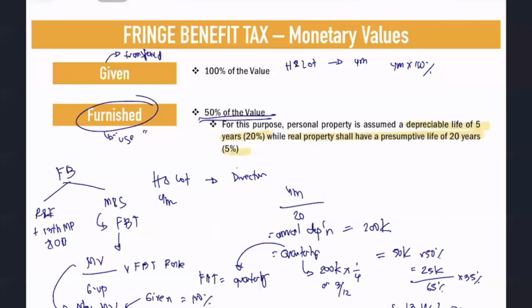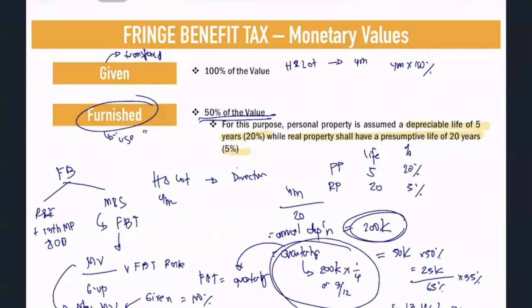Because the life is 5 years for personal property. Life is 5 years, so in percentage, 20%. For real property, the life is 20 years. The percentage is 5%. But you will not stop there. Once you get the amount of annual depreciation, get only the quarterly. Why do we need to get the quarterly? Because fringe benefit tax is subject to a quarterly tax. Therefore, what is taxed is only the quarterly depreciation.